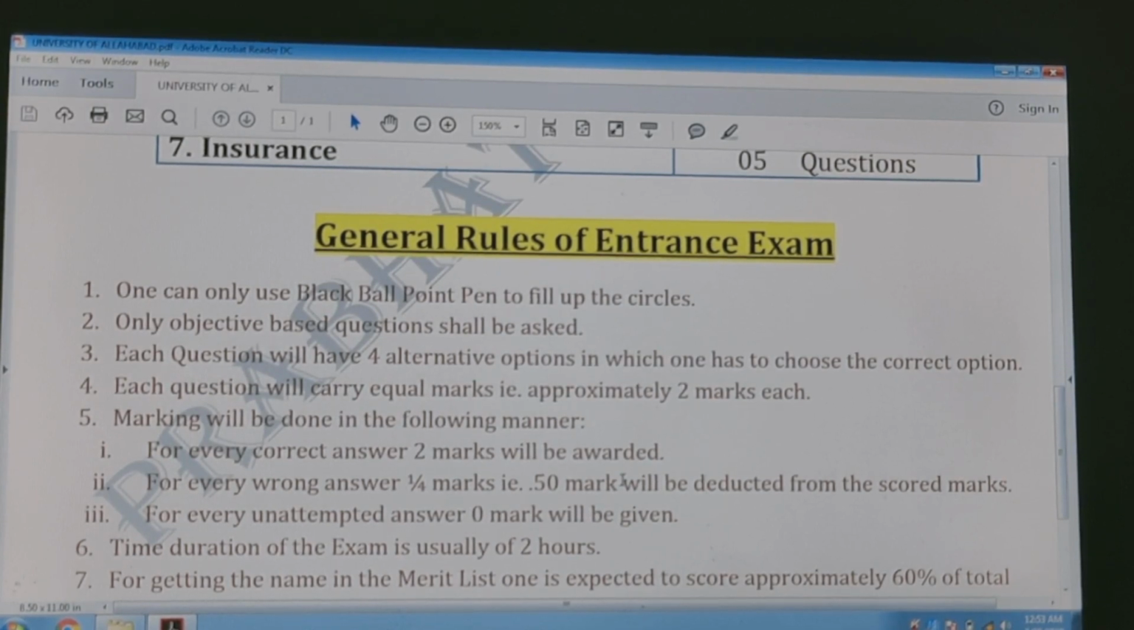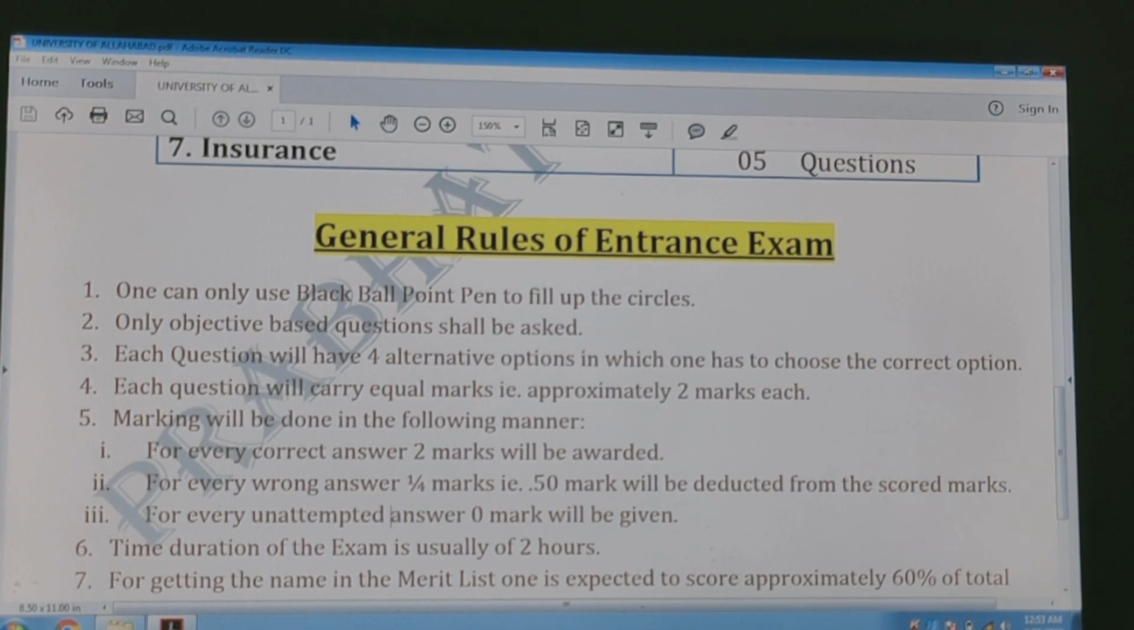And 2 questions have been wrong, so half marks each, that makes 2 questions 1 mark. So your net score will be 6 marks minus 1, that is 5 marks. So for every wrong answer, 1/4 mark, that is 0.50 mark, will be deducted. That means half mark will be deducted from your scored marks. I hope this point is clear.